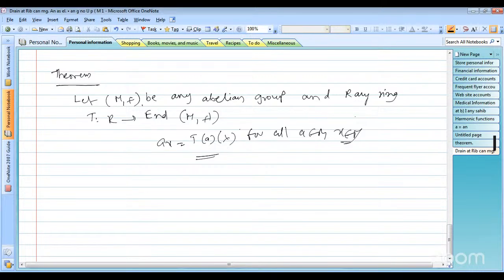Proof of this is a straightforward verification. This is straightforward, following the earlier theorem on endomorphisms. I told you M plus is not necessarily commutative. Here is an example.